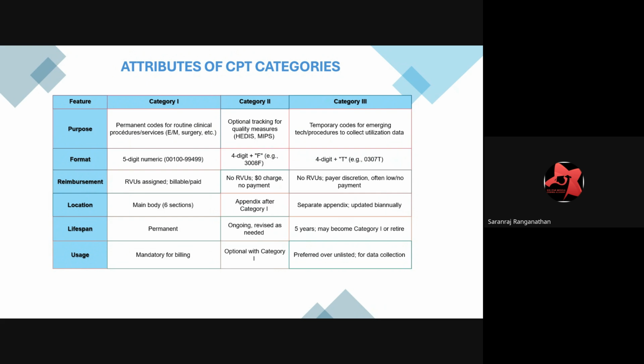Either it will retire or it will come to category 1. Usage is managed for billing, with category 1 being preferred over unlisted codes for data collection. As I told, those are data collection codes only, which will be used in different situations. These are some of the attributes of the CPT category codes.